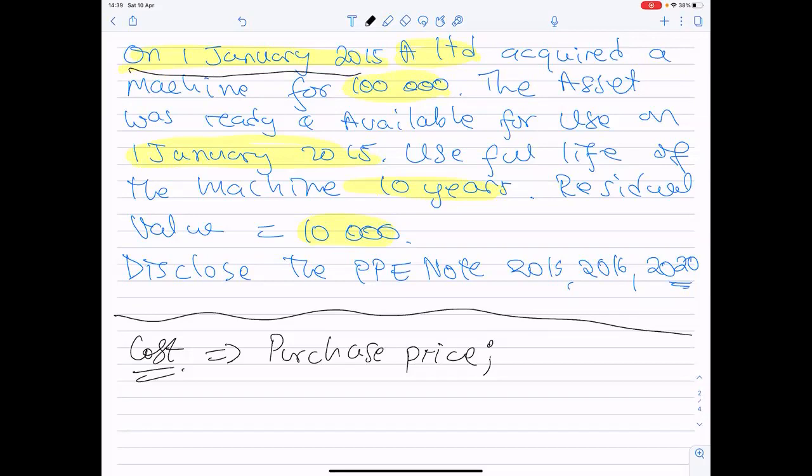Are we together? Also, we can include any cost that is going to be incurred to bring the asset to its present location.